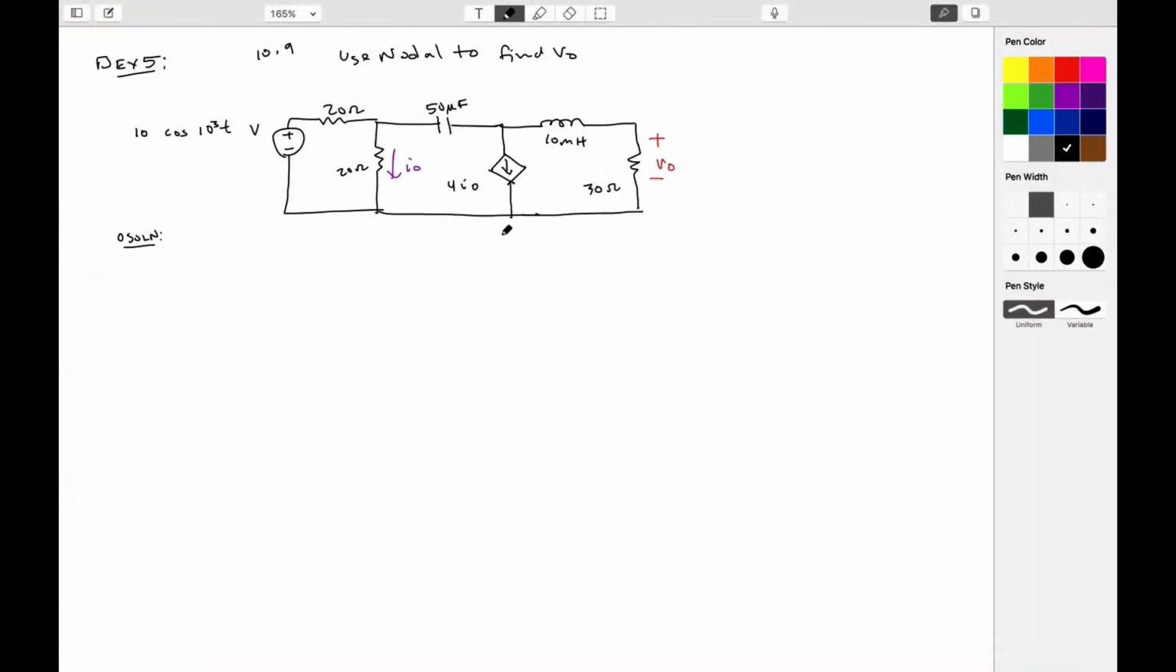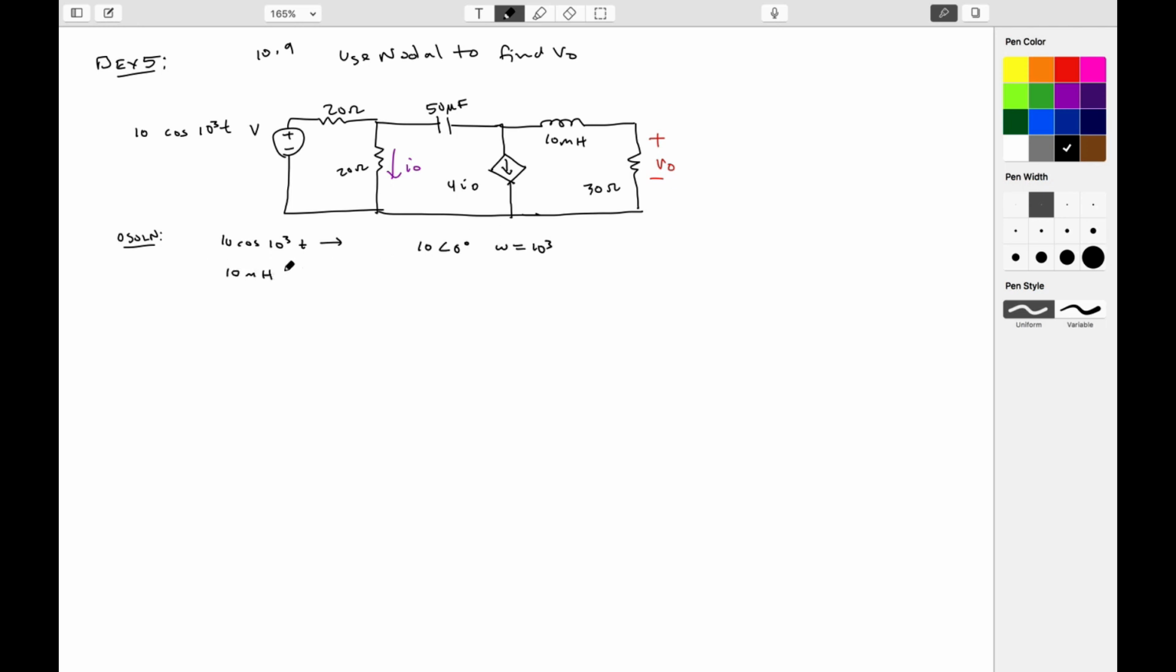Alrighty, let's solve problem or example number 5, which is problem number 10.9 from the textbook. We're going to use nodal analysis to find V naught here. So what we're going to want to do is figure out the phasor form of everything here. To do that, we get that 10 cosine of 10 to the third t transforms to 10 angle 0 degrees, where omega is equal to 10 to the third.